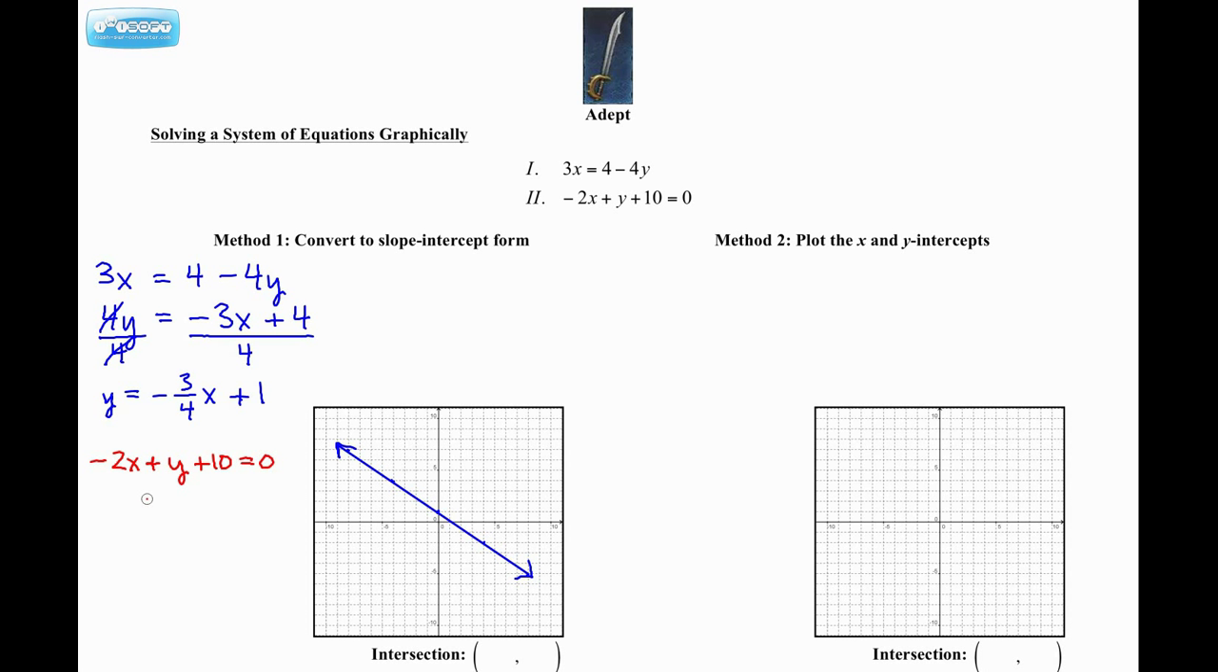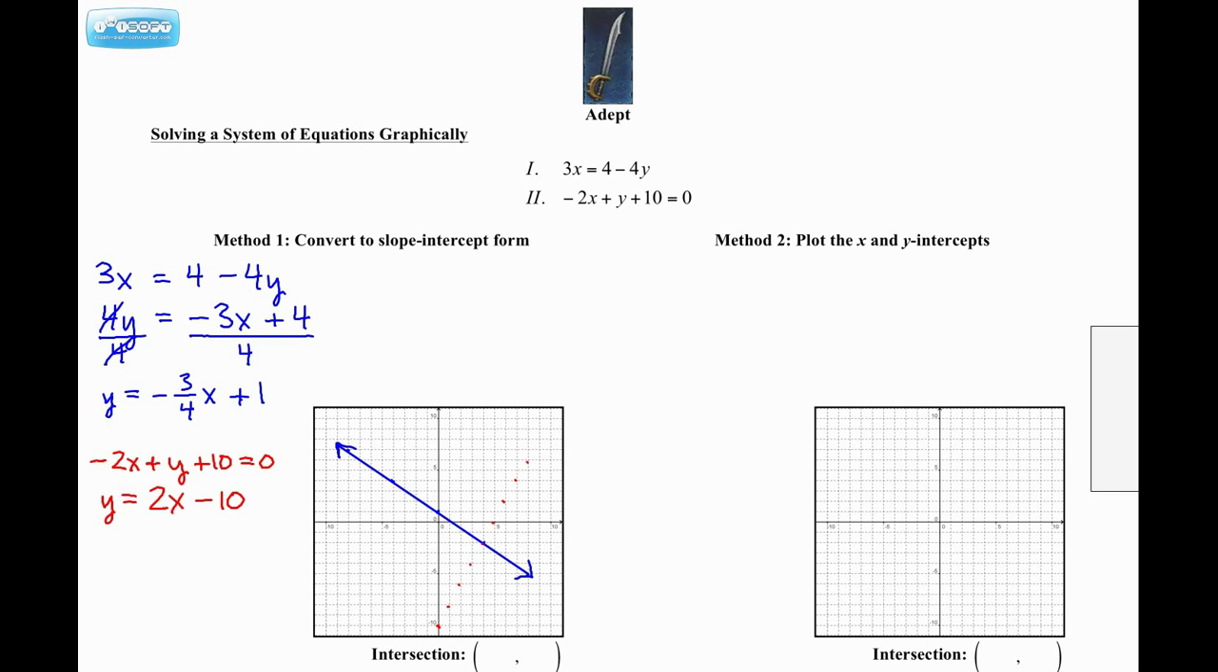This is very simple to isolate. I'm going to subtract the 10 from both sides. I'm going to add 2x to both sides. And then I have positive y on the left, which is what I want. So this gives me y equals 2x minus 10. And there we go. So the y-intercept is negative 10. So that is here. And my slope is positive 2 over 1. So the line is going to travel up like so.